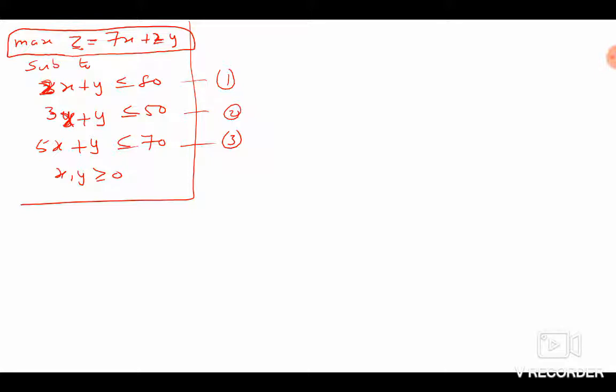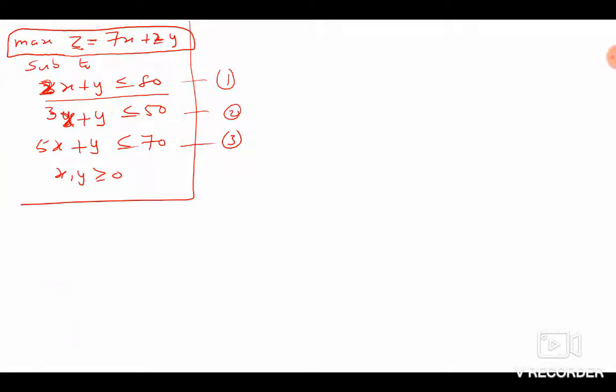So let me assume that this is, rewrite this equation inequality 1. I am writing inequality 1 as y is equal to mx plus c. Y is less than 80 minus 2x. 80 minus 2x, isn't it?